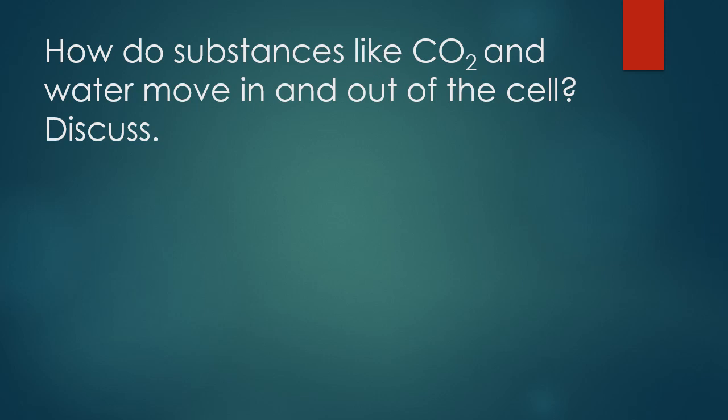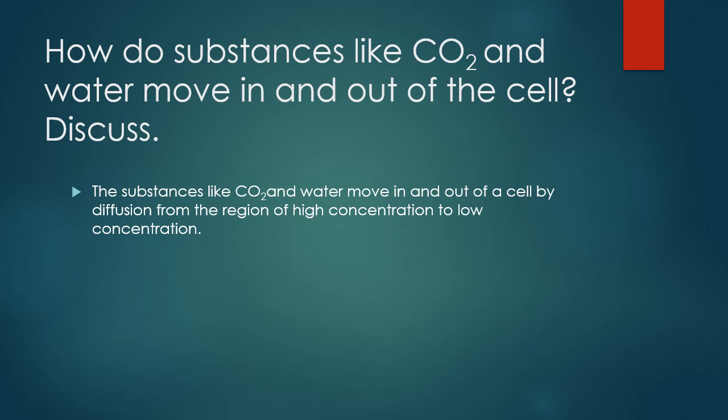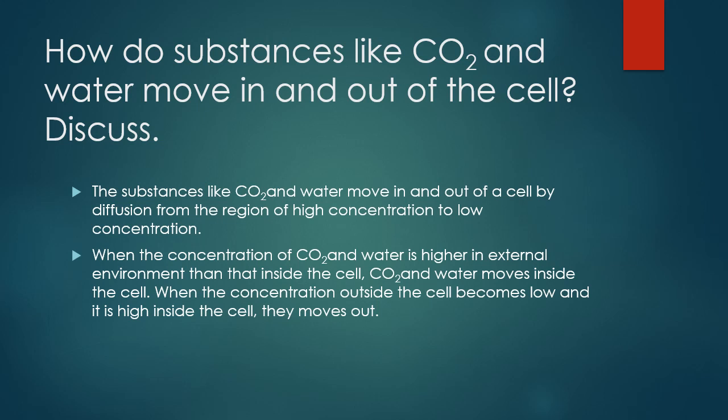This is your second question. How do substances like carbon dioxide and water move in and out of the cell? Discuss. The substances like carbon dioxide and water move in and out of the cell by diffusion from the region of high concentration to low concentration. When the concentration of CO2 and water is higher in the external environment than that in the cell, carbon dioxide and water move inside the cell. When the concentration outside the cell becomes low and it is high inside the cell, they move out.